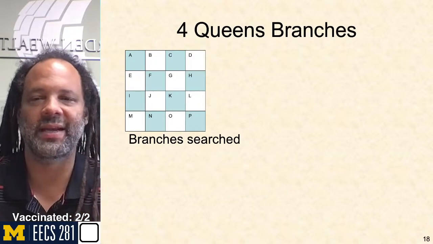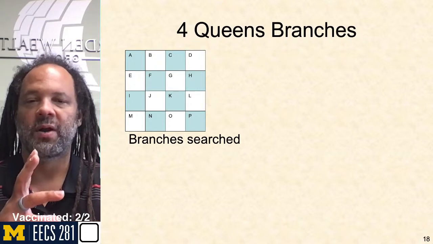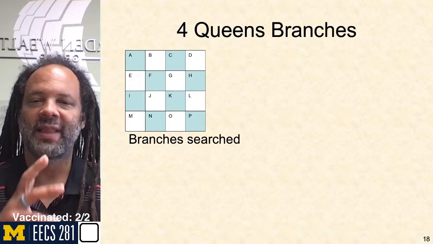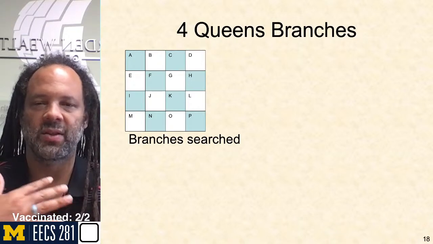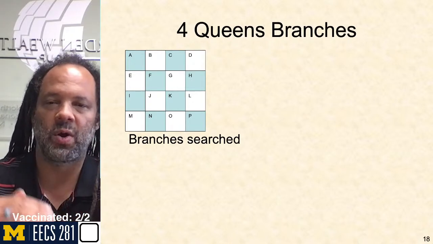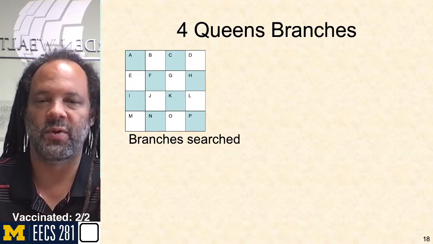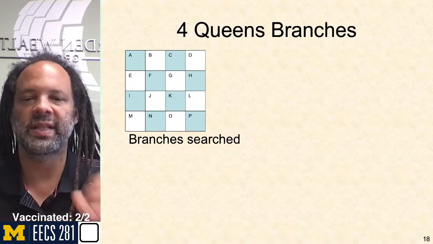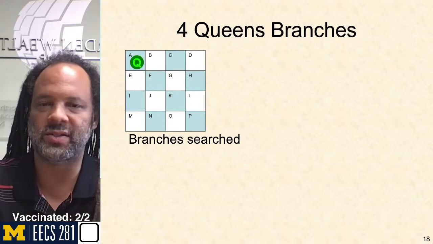Here's how we calculate those 19 branches. So I've got this small 4x4 chessboard here, and we've labeled each one of the locations with a single character because it makes it easy to look at them. A, B, C, D across the top, E, F, G, H, second 4, I, J, K, L, third row, M, N, O, P, that's the 4th row. So as we look at searching these branches, I start out by placing a queen at A. That's my first branch searched.